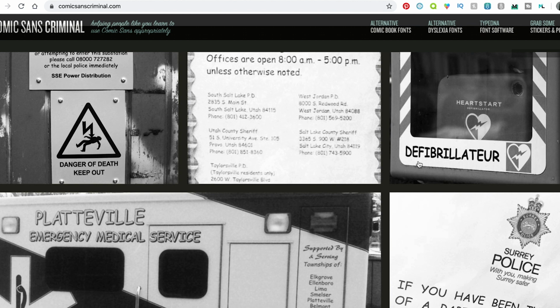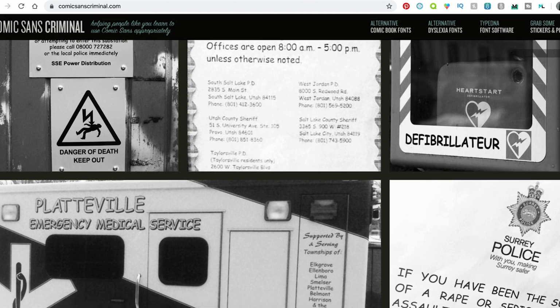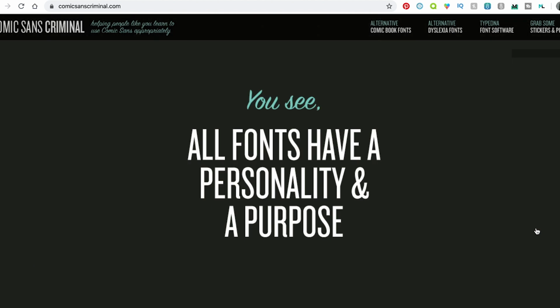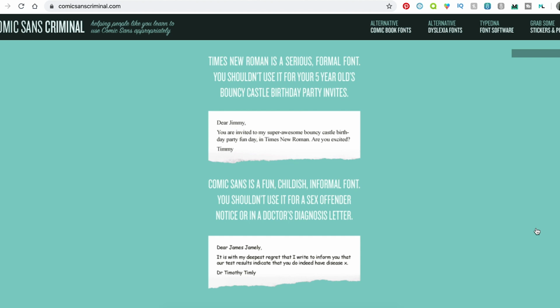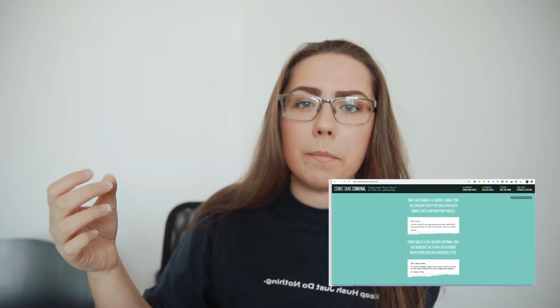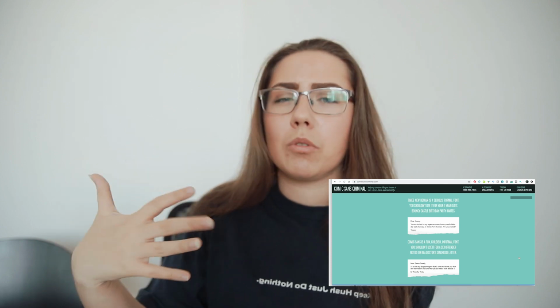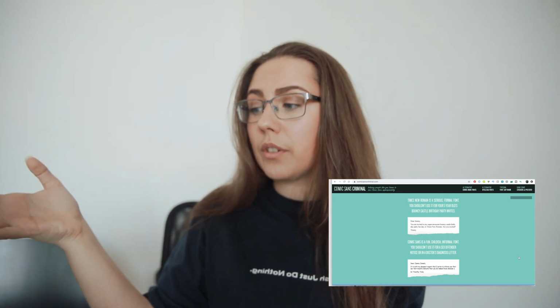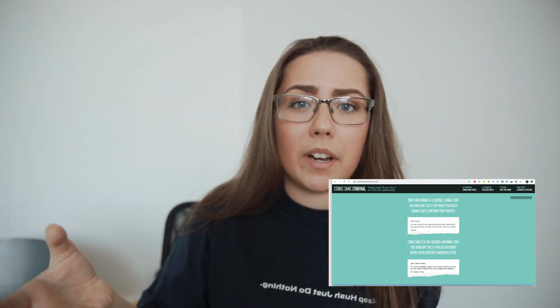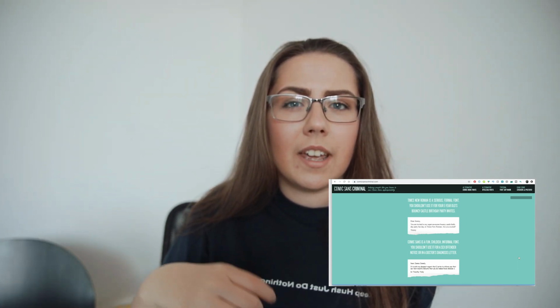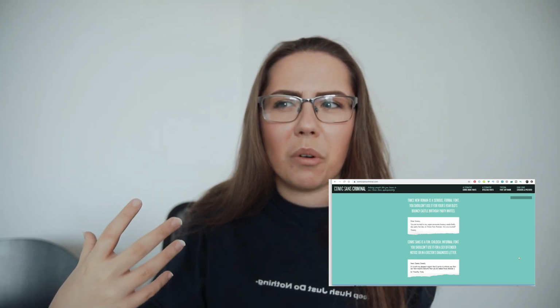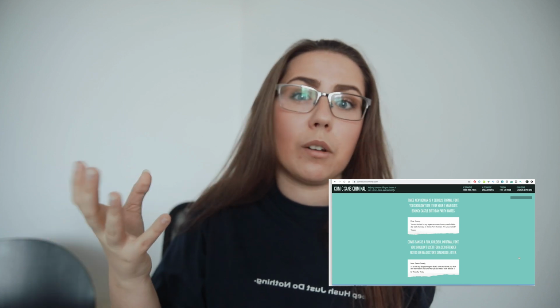So Comic Sans Criminal shows you a few examples of where the typeface might have been used a little bit out of the way it was meant to be. Shout out Surrey Police, my home county, getting it wrong. And Comic Sans Criminal does a really good job of explaining how fonts have personality, how typefaces have personality. A good example that it uses is where you might use a serif typeface like Times New Roman that is considered quite classic, maybe corporate, serious, and you wouldn't necessarily put that on a children's birthday invitation, just as you shouldn't tell someone that they have a disease by using Comic Sans. It just doesn't communicate quite the same message, because Comic Sans is fun, it's bubbly, it's not the kind of typeface you want to be using when you're delivering bad news.